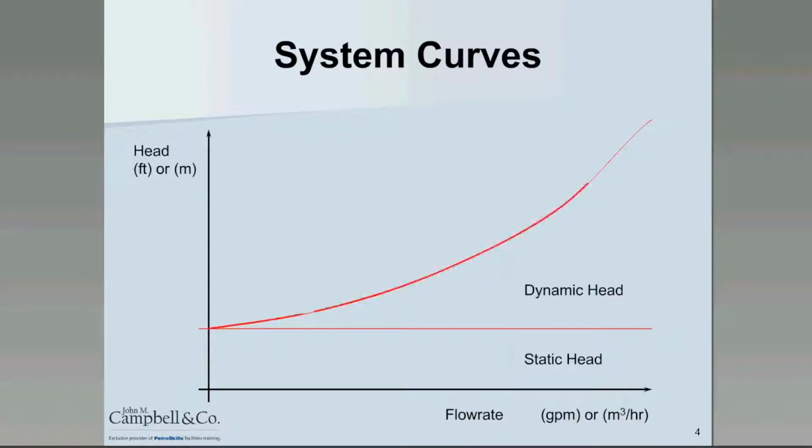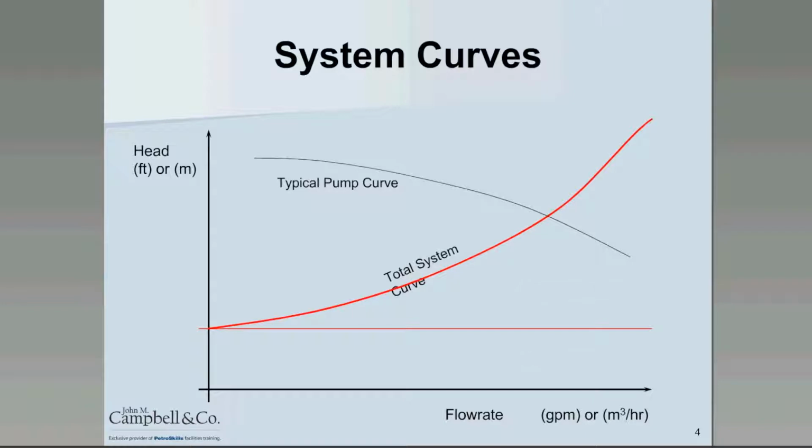When we add those two together, we get what we refer to as the total system curve. And typically, here's our pump curve. We see that downward curving nature that we're familiar with. Our operating point is the intersection of these two curves, giving rise to a specific head and flow rate where those two curves coincide.